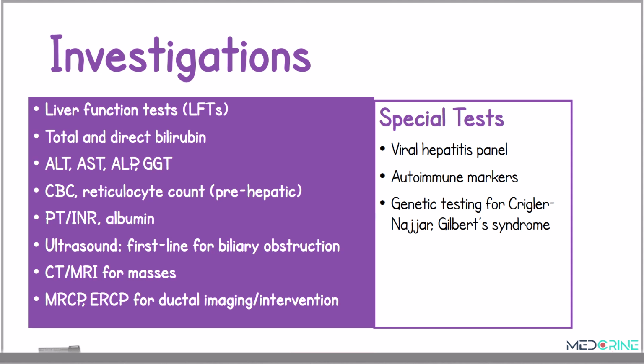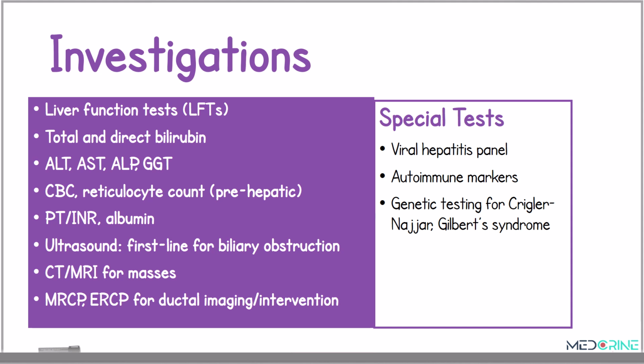When looking at investigations, laboratory tests for jaundice include a liver function test to assess for total and direct bilirubin, ALT and AST for hepatocellular injuries, ALP and GGT for cholestasis, complete blood count, including a reticulocyte count, prothrombin time, and international normalized ratio, and the albumin levels as well.